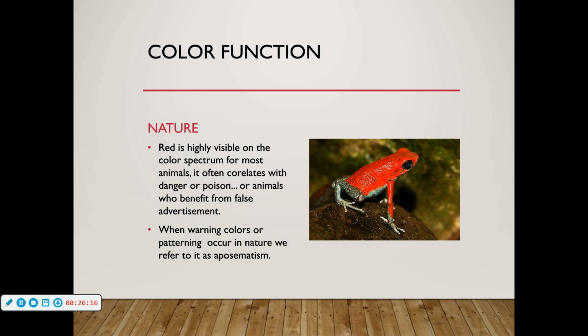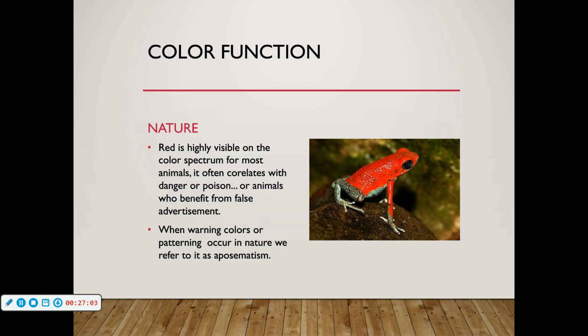Let's talk about nature. So, red is highly visible on the color spectrum for most animals. It often correlates with danger or poison or animals who benefit from false advertisement. So, animals who maybe have adapted to become these colors because they also live in the same ecological niche as an actual venomous or poisonous animal, and they benefit by being confused with that animal. So, if one type of red frog always kills you, and the other type of red frog is a tasty treat, are you going to eat any red frogs if you're not very good at identifying frogs? Probably not.